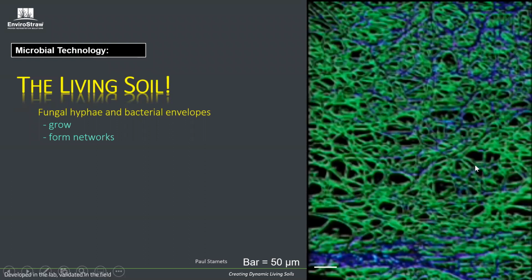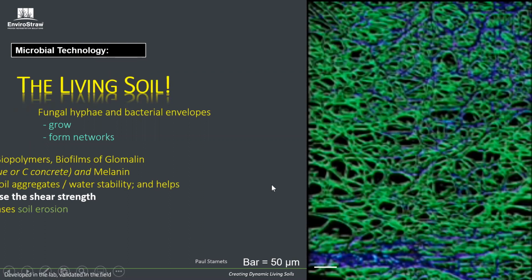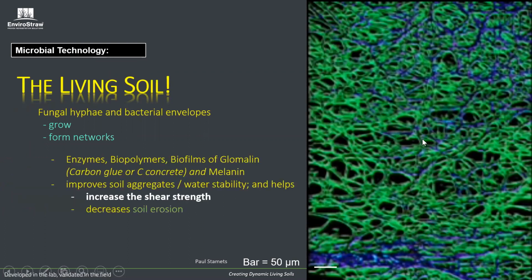So this is key to what we're doing in the biological system, encouraging the beneficial mycorrhizal hyphae and the beneficial bacteria to form this carbon sponge within the soil. Within there are all sorts of things like biopolymers, biofilms from glomalin, as I mentioned, the carbon concrete within the soil. And these help to form soil aggregates. They help with holding moisture and water stability within the soil profile, which also help increase the shear strength and decrease soil erosion. And so you've got big root systems holding on to the soil, as well as these networks that are of bacterial origin and fungal origin, and it turns the soil into a water holding sponge.